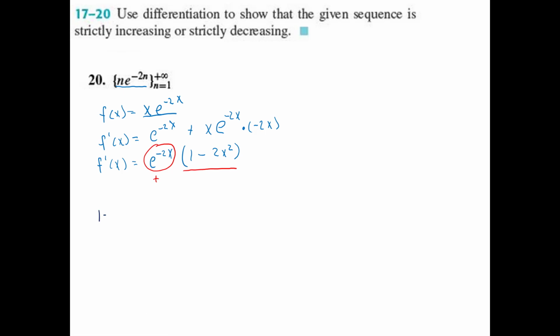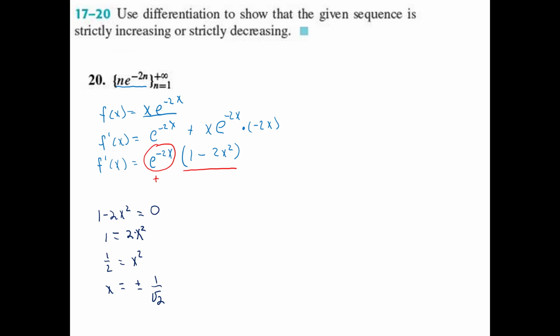Separately over here, we want 1 minus 2x squared to equal 0. And so then 1 will have to equal 2x squared. So then 1/2 will equal x squared. So then x will equal plus or minus 1 over the square root of 2. And 1 divided by the square root of 2 is less than 1, right?